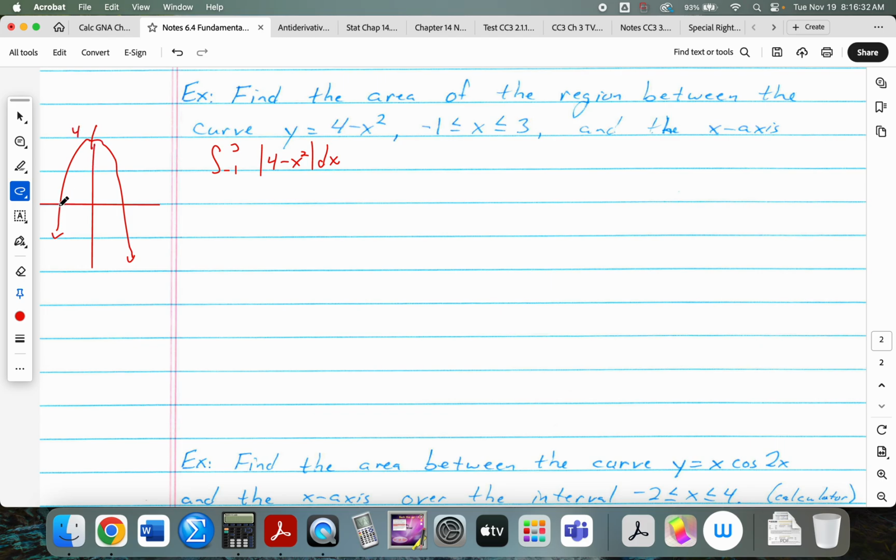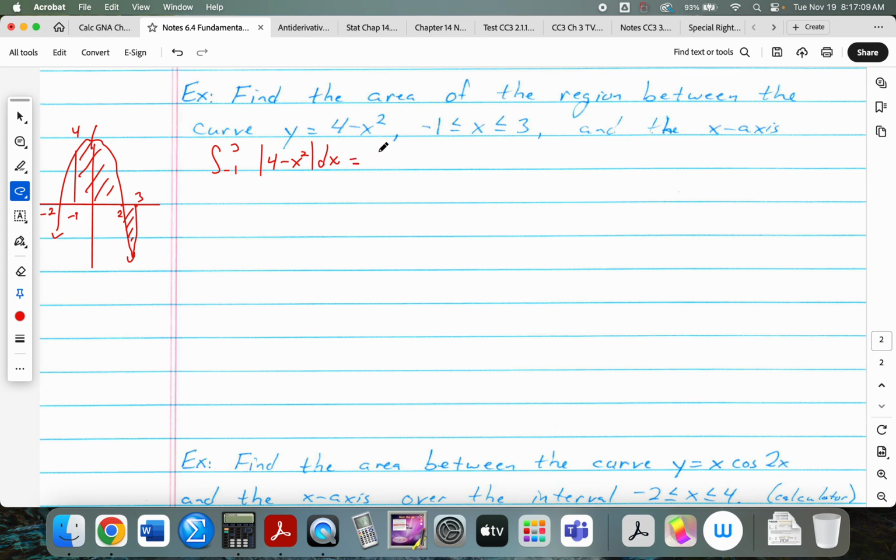This is 4 up here. This is going to be what, -2 and 2. And they want the area from -1 to 3. So what that means is from -1 to 2, my integral returns a positive value, but from 2 to 3, it returns a negative. And I want it to be a positive, so I'm going to multiply it by -1.